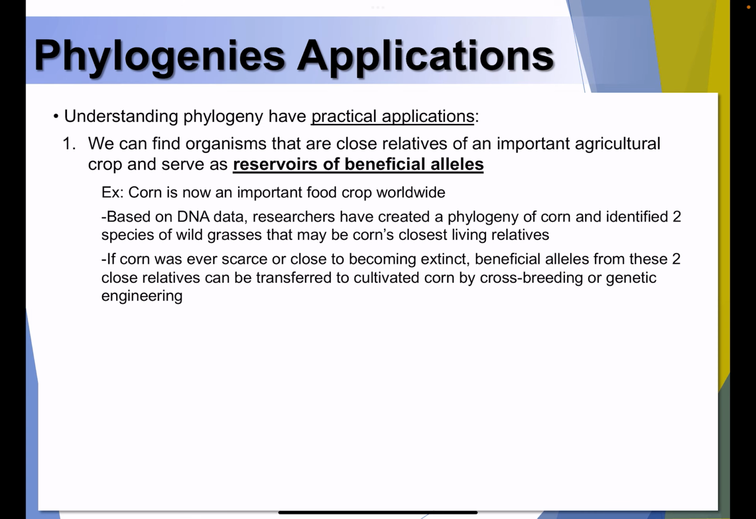So one application is that we can find organisms that are close relatives of an important agricultural crop and serve as reservoirs of beneficial alleles. What does that mean? Well, let's say, for example, corn is now an important food crop worldwide, not just in the US, but in the whole entire world. So, based on DNA data, researchers have created a phylogeny of corn and identified two species of wild grasses that may be corn's closest living relatives.